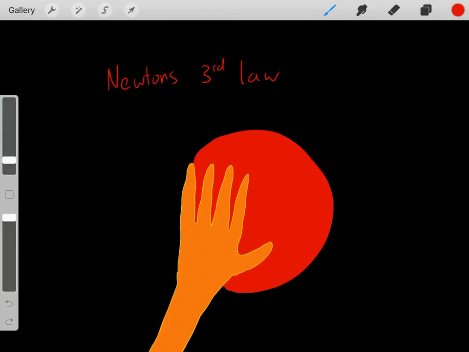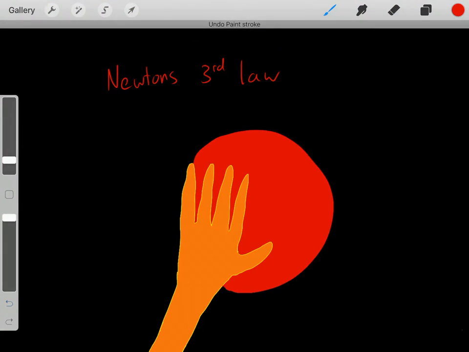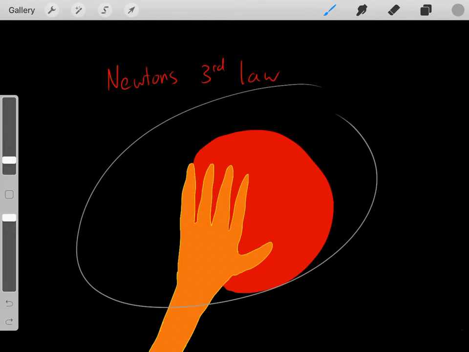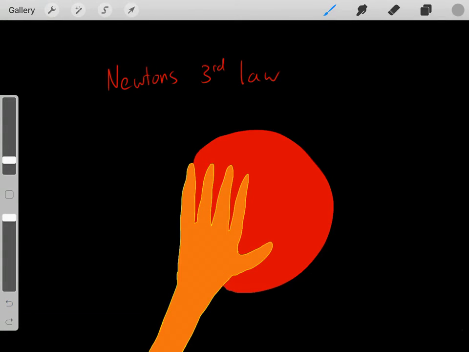So in this video, I want to go over Newton's third law. The key point of Newton's third law is that there never exists just one isolated force in nature. You can't think of one single example when there's just one isolated force. All forces come in pairs. Whenever there's one force, there's another equal and opposite force.